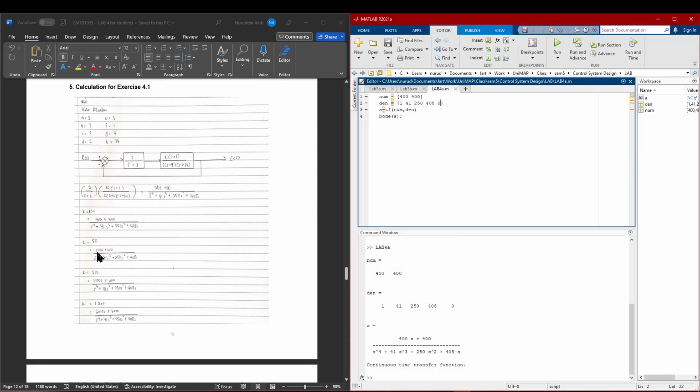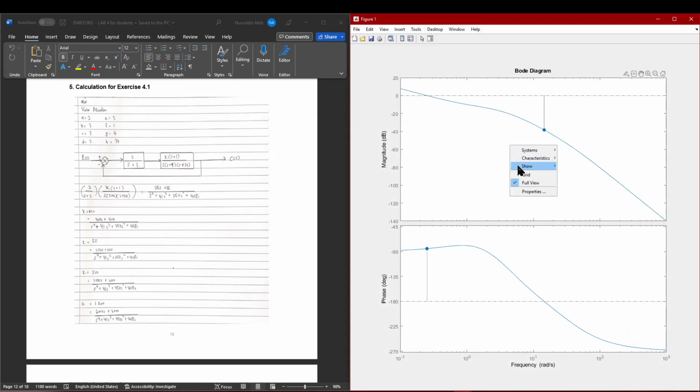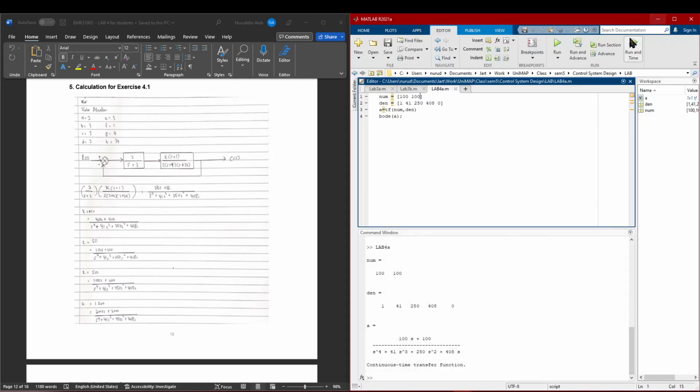After that we just change the value of the numerator from 100. So for procedure 4, we can observe that when we change the value of the numerator, the gain margin will start to decrease. Okay, so 1500. I skip k equal to 500. Okay, 3000.